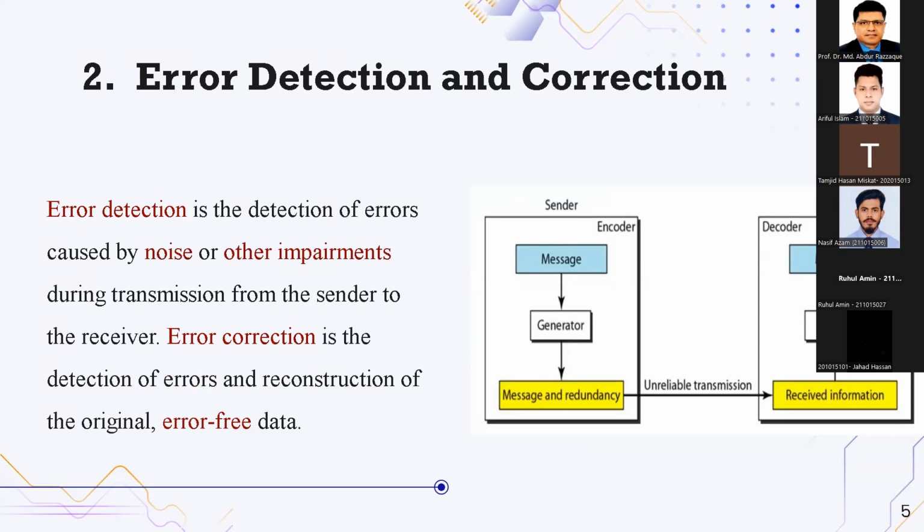So what is error detection? Error detection is the detection of errors caused by noise or other impairments during the transmission from sender to receiver. There are two sides, sender and receiver, and the error happens during the transmission. What is error correction? Error correction is detecting the error and reconstructing the original, error-free data.